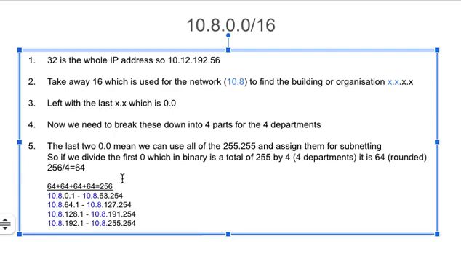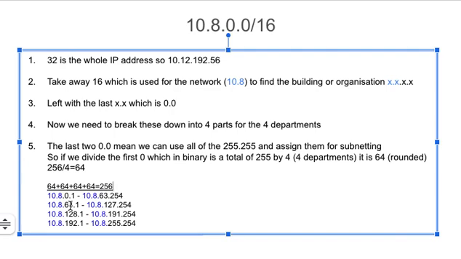You need to remember another thing: always subtract 2 from whatever the total comes up to, because the first and the last IP address are used, the last one for broadcasting, and the first one is used to denote this IP subnet. So we can't use 0 here, we use 1 to 63. 64 is used to broadcast. Again, this range here is 64, because we finished here at 63.